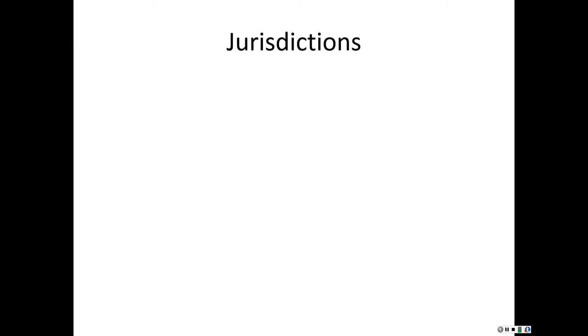We're going to start moving into courts now. But before we do, I want you to understand that courts have different jurisdictions. The first type of jurisdiction I want to discuss is original jurisdiction. Original jurisdiction is simply the authority to hear a case, to try a case for the first time.